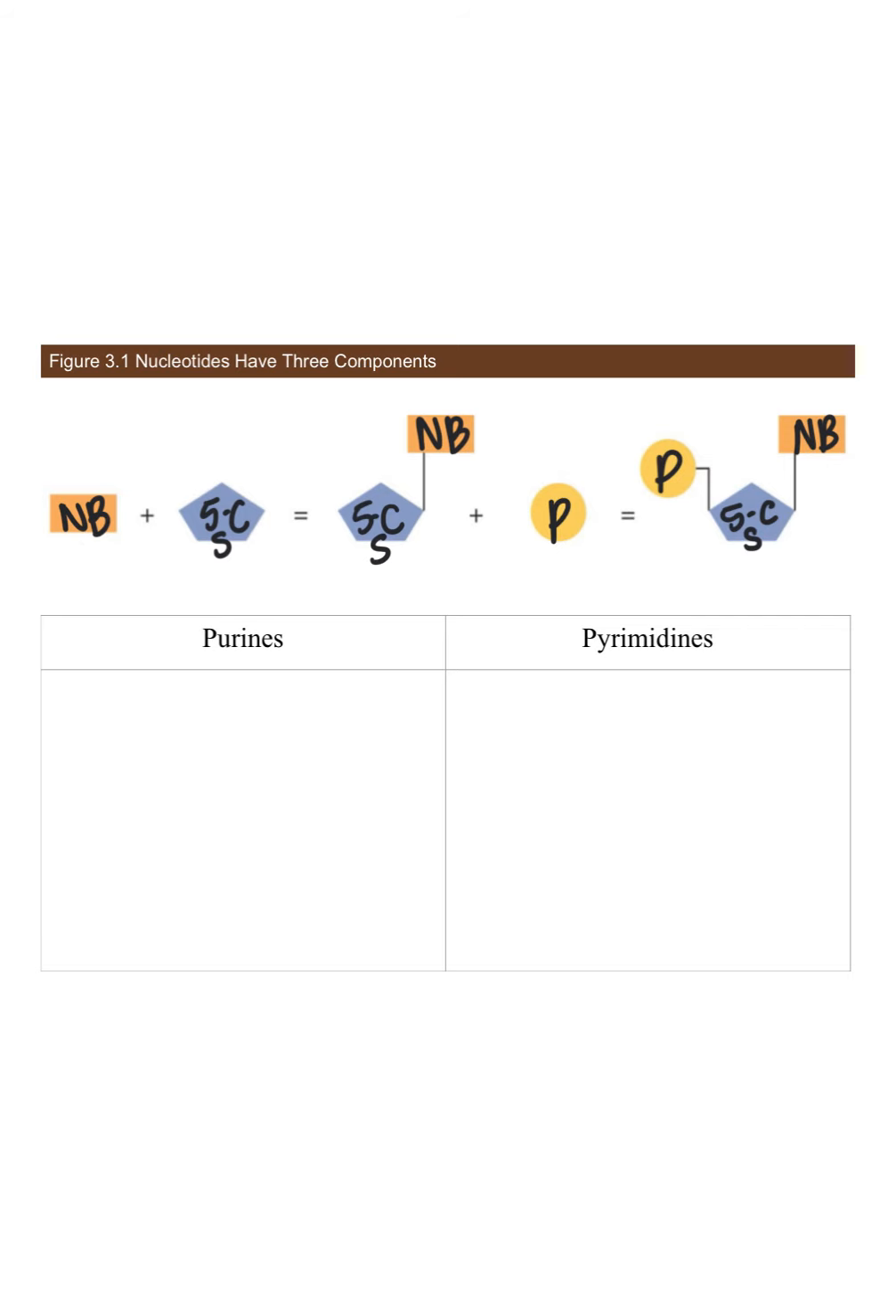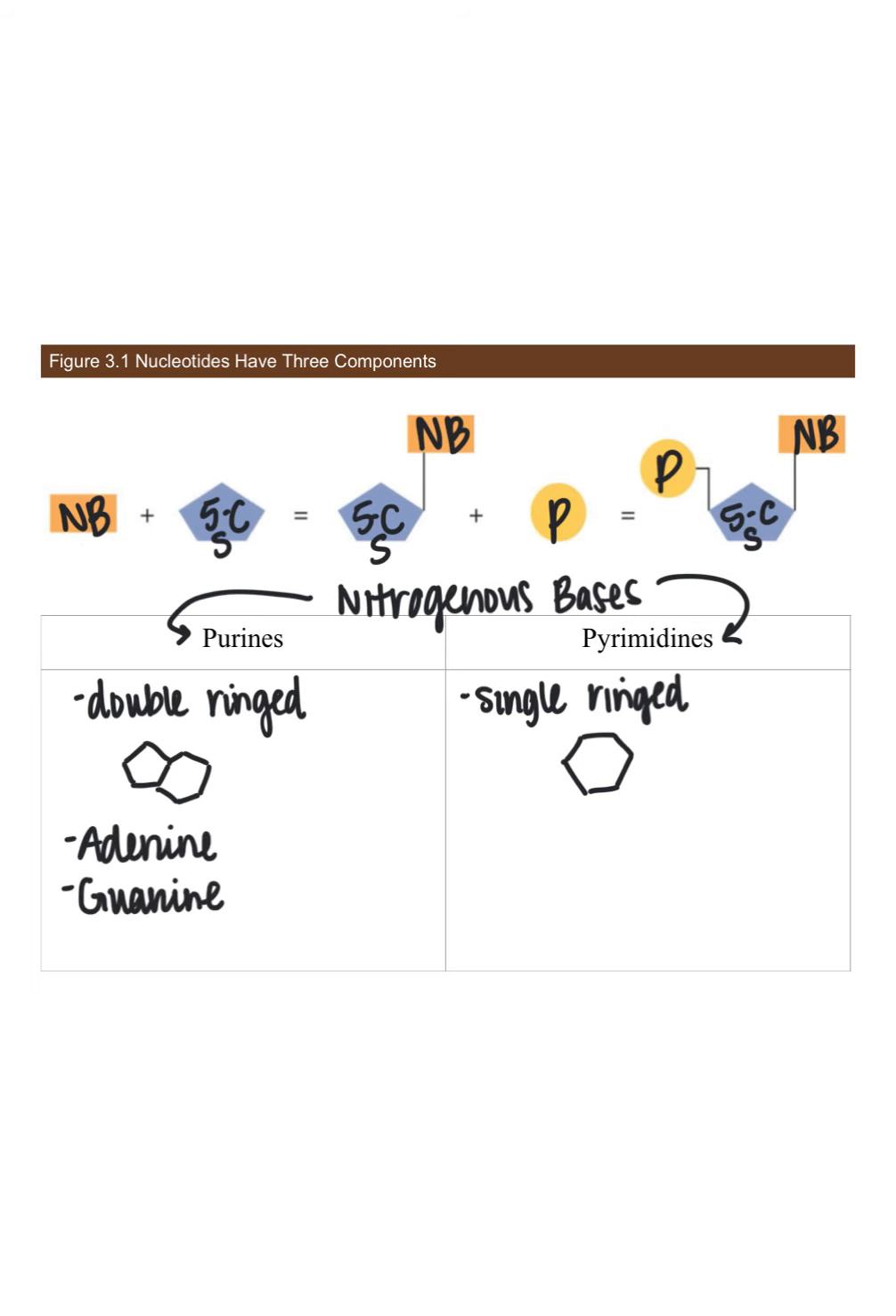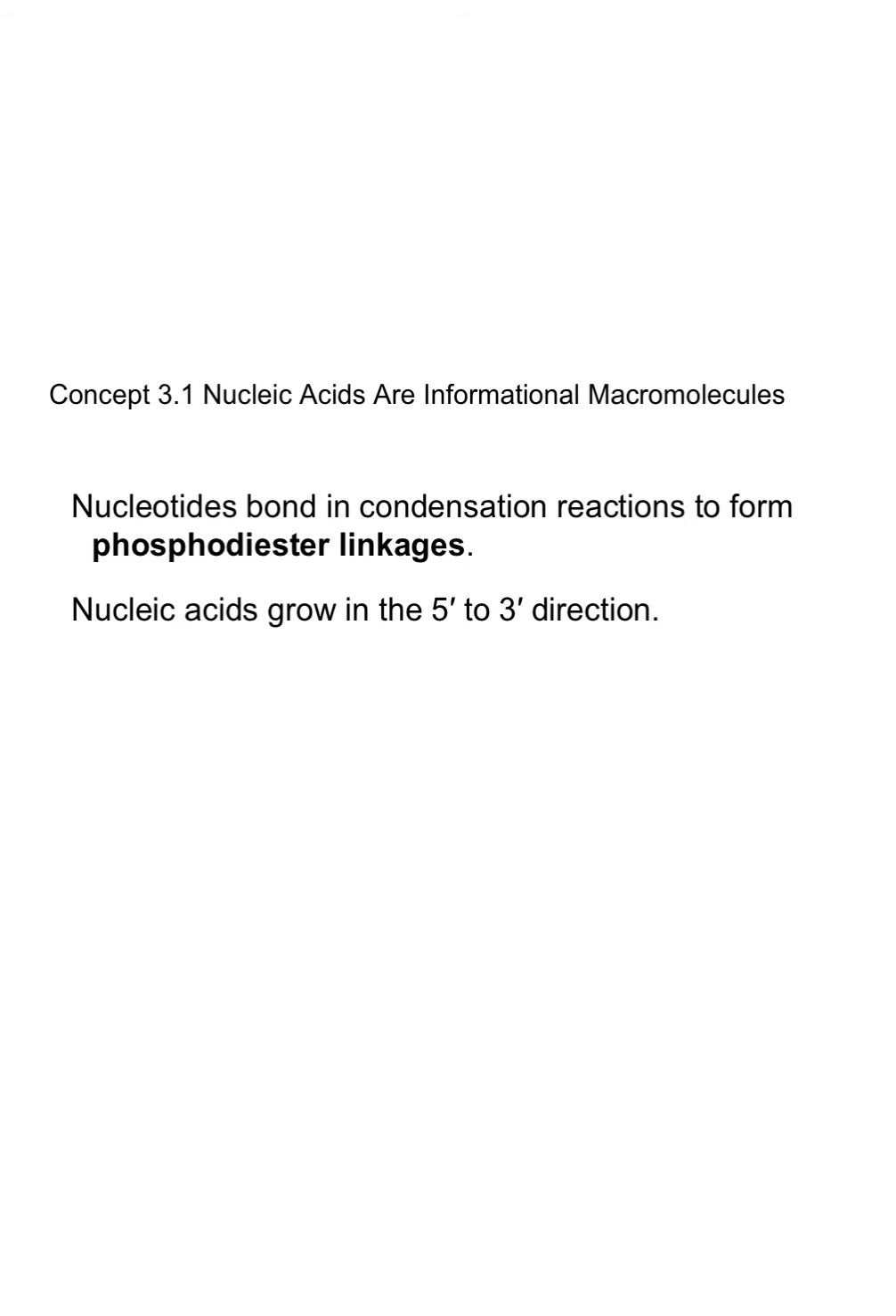On this table, we have a comparison chart between purines and pyrimidines. Remember, these are the nitrogenous bases. Purines, like I said, are double-ringed structures. Pyrimidines, on the other hand, are single-ring structures. They would look something like this. Purines are adenine and guanine, while pyrimidines are cytosine, thymine, and uracil.